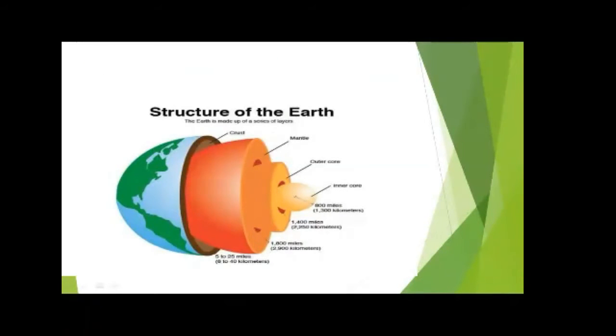So now you look at this picture. This is the structure of the Earth. It gives you a clear picture of the inner core, the outer core, the mantle, and the crust, and their distance, their depth. 800 miles is the inner core, 1400 miles is the outer core, 1800 miles is the mantle, and 5 to 25 miles is the crust.